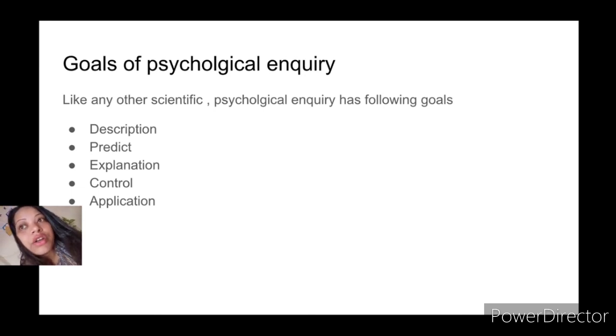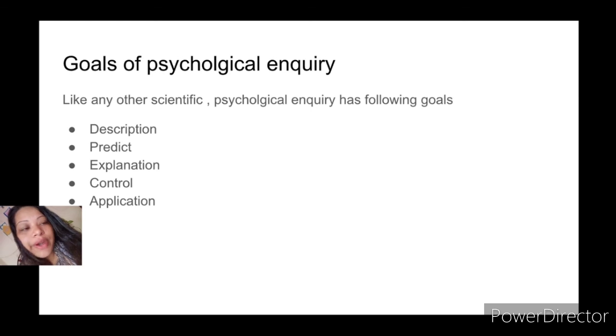And the last we have application. Application means what? Whatever theoretical principles you have got by doing experiments, you can apply them in your day-to-day life activities, or also you can apply them to solve problems, help people in solving their problems, right?